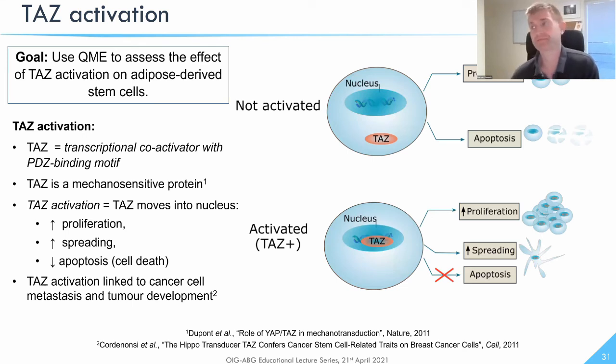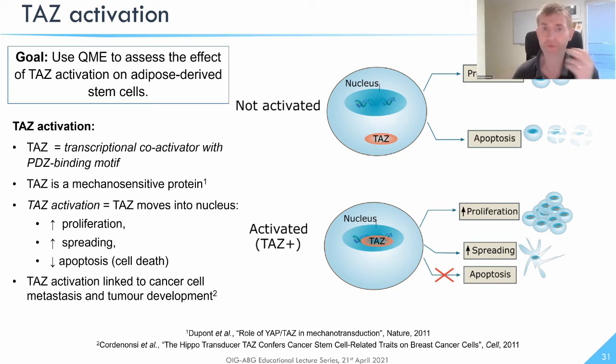As a first preliminary experiment, our collaborator, Yusuf Choi in UWA, wanted to look at the effect of TAZ activation on the stiffness of adipose-derived stem cells. So TAZ is linked to increased proliferation and increased spreading. It's linked with cancer cell metastasis and tumor development, and it's, I think, in the literature been implied that it leads to stiffening of the tissue, but it hasn't really been shown in 3D.